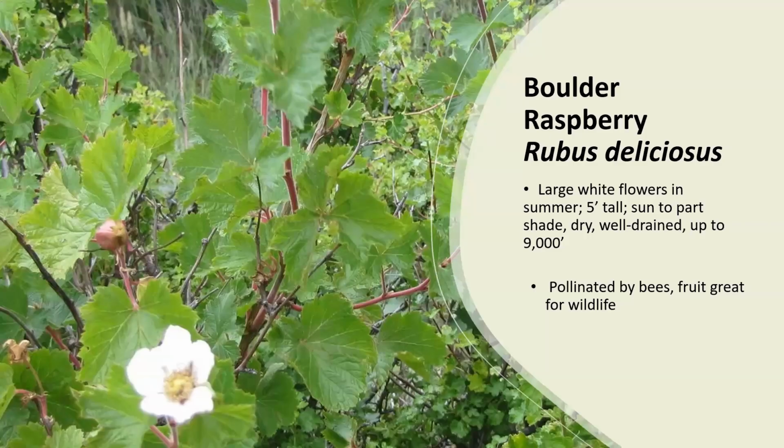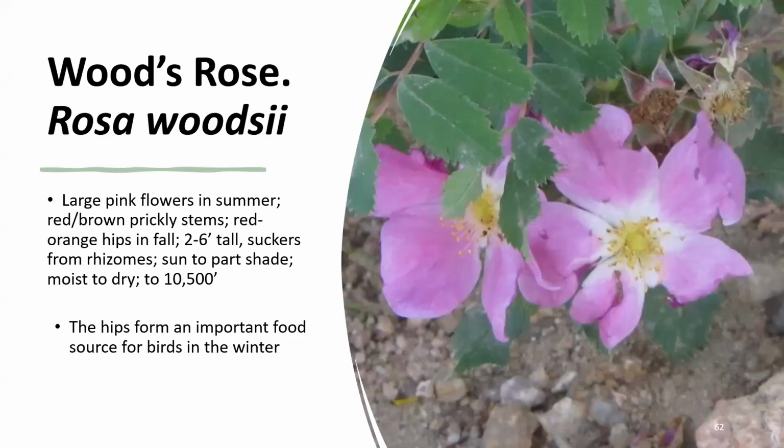Boulder raspberry, again, this is a Rosaceae, lots and lots of stamens with 5 petals. This is a plant that in the wild you will not notice until it blooms, and then it's hard to miss this huge white flower. It's pollinated by bees, has great fruit for wildlife, and will grow up to 9,000 feet in elevation.